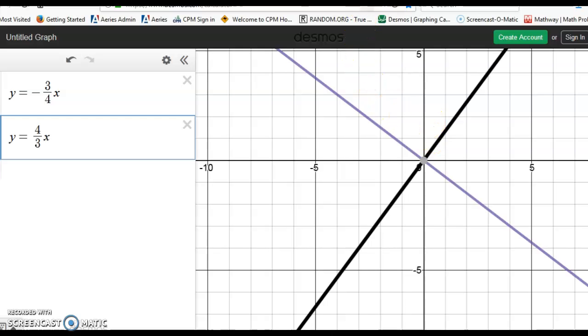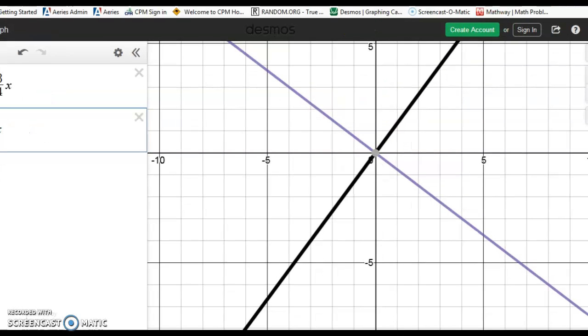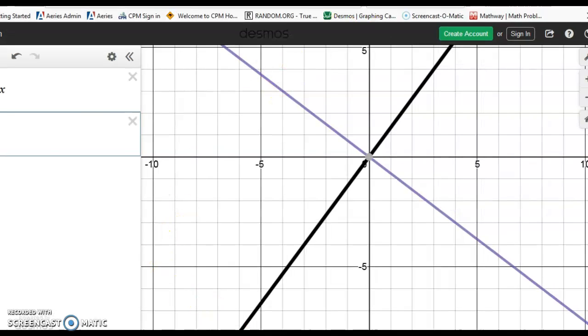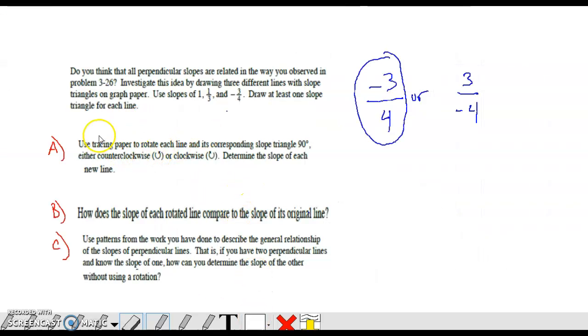Okay. So now that we've addressed that information, let's come back to here. Using our tracing paper, what did we notice? Our first one was 1, but then it went with a -1. So 1/3 went with -3 over 1. And then finally the -3/4 went with a positive 4/3. So that's what we should have gotten out for part A.